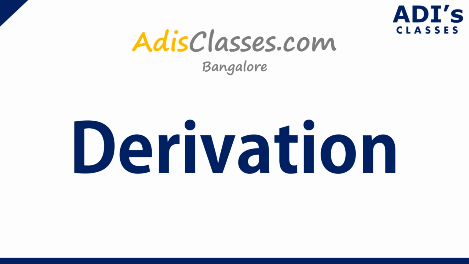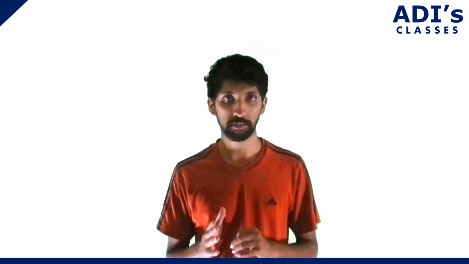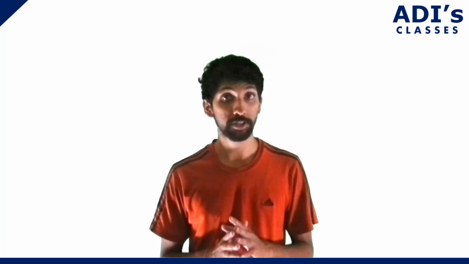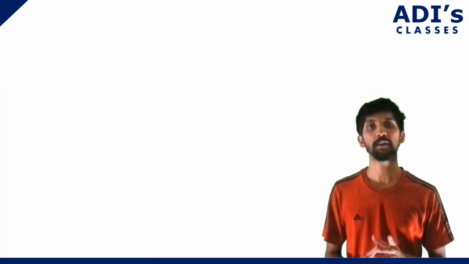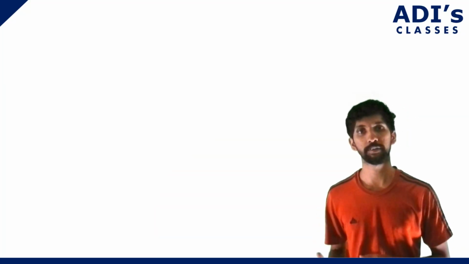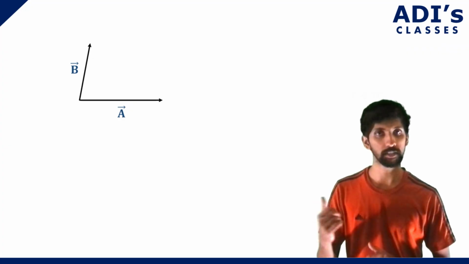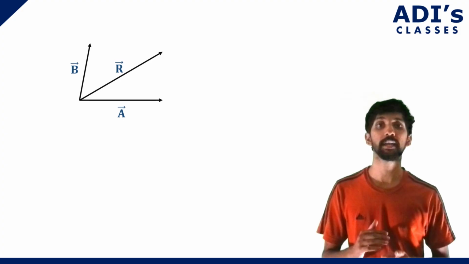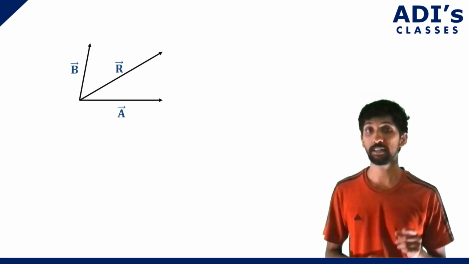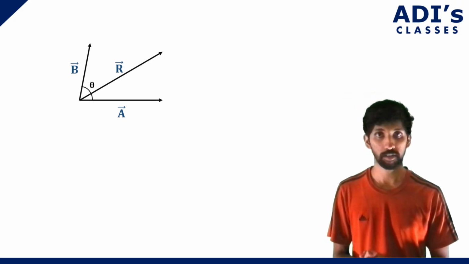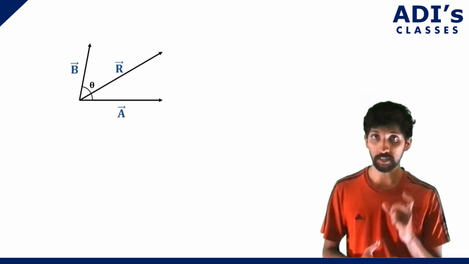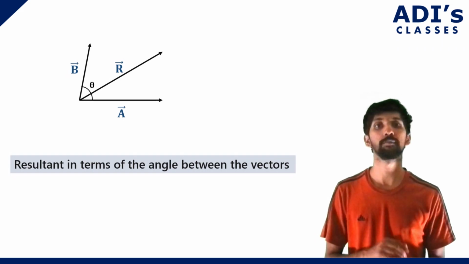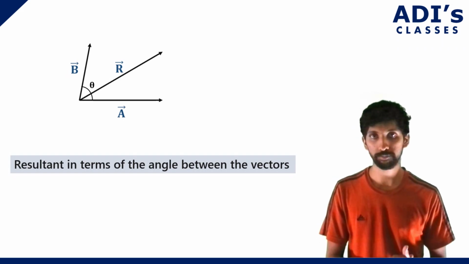Now let's see. We learned about the triangle law of addition and the parallelogram law of addition, right? This particular derivation is very important. In the parallelogram law, you have vector A and vector B, and the resultant is vector A plus vector B, correct? Vector A and vector B make some angle theta with each other. Now we have to represent the resultant in terms of the angle between them, and this is the formula you will be using for all the problems you are going to do.